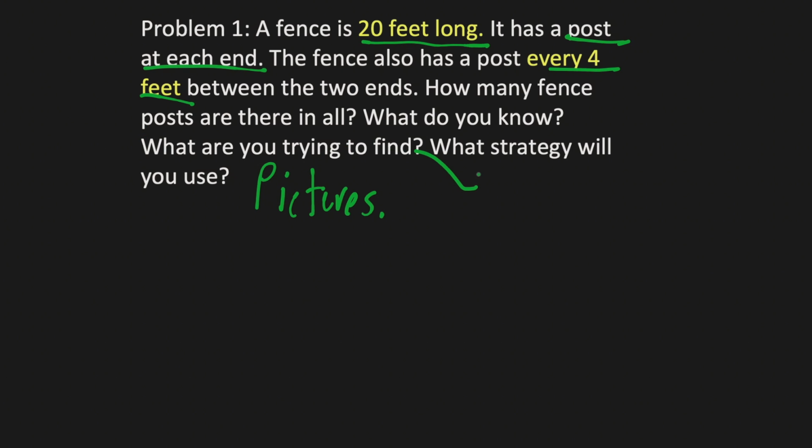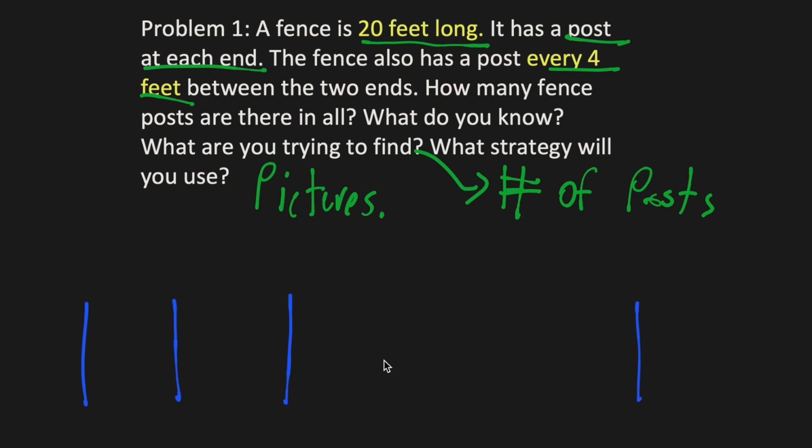Let's put that over here. The number of fence posts. So we have the post at each end, so there's the two posts over there, and a post every 4 feet. So let's do 1, 2, 3, 4. 1, 2, 3, 4. Okay, there's already one there.